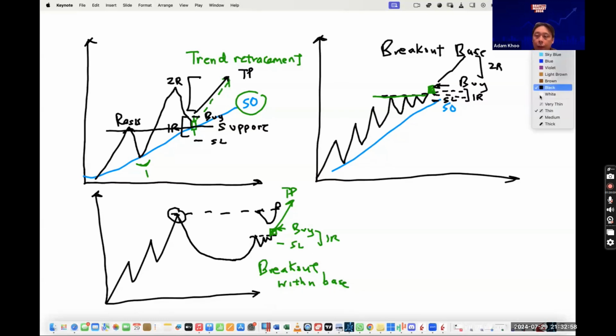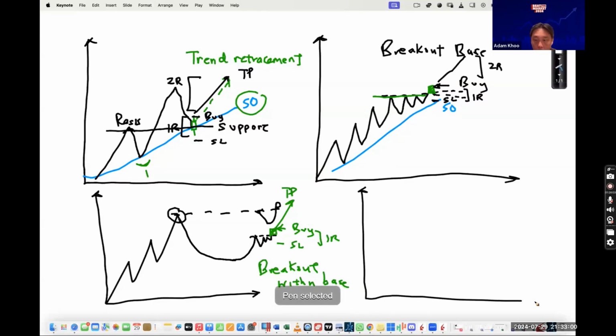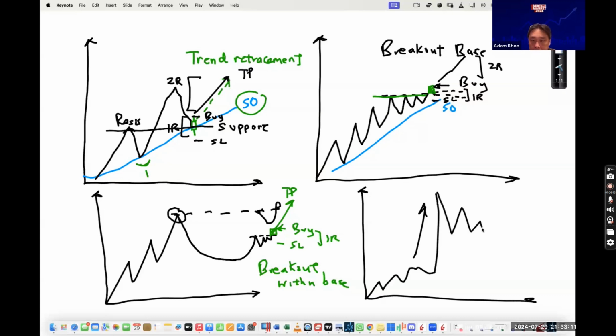And the last one, which is not as common, is you see the price suddenly shoot up like that because of some catalyst news, and then it pulls back like that. What do we call this?